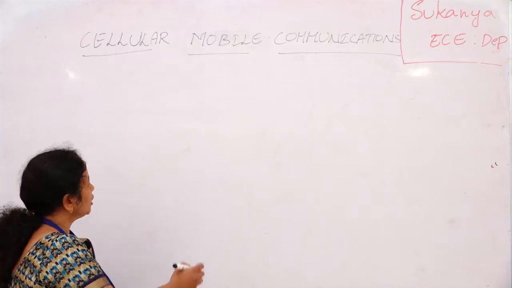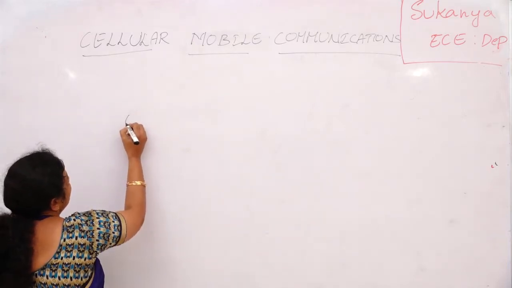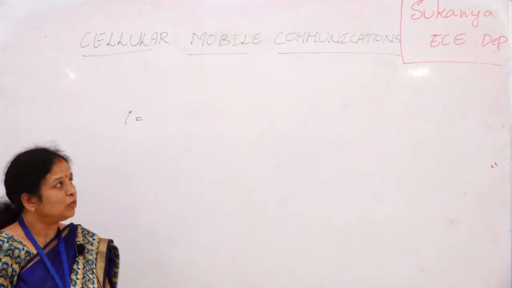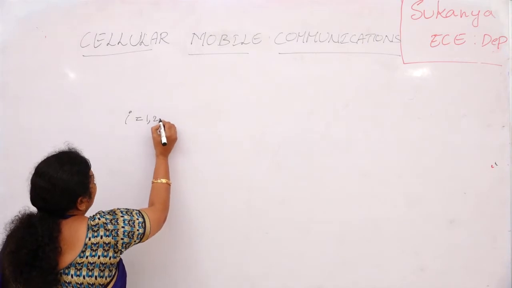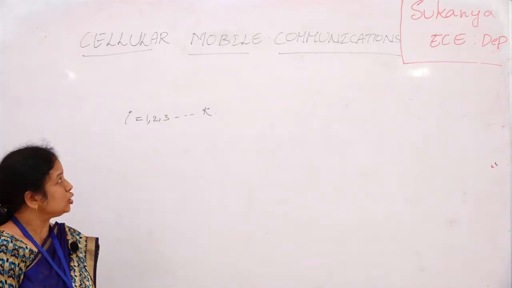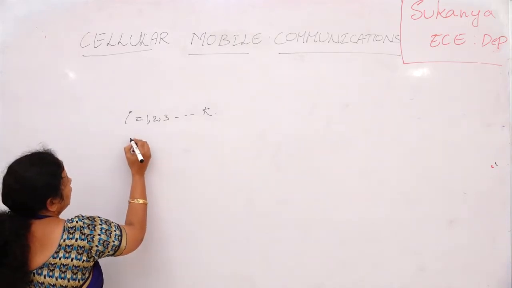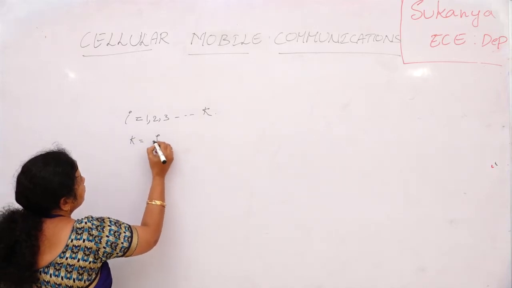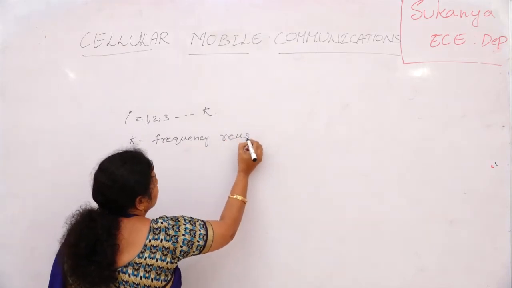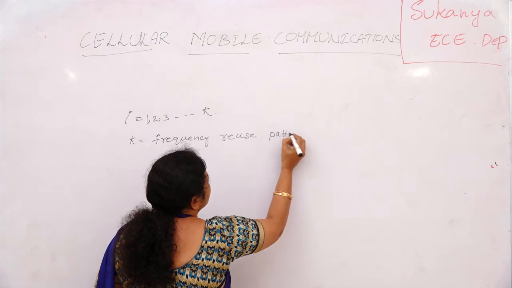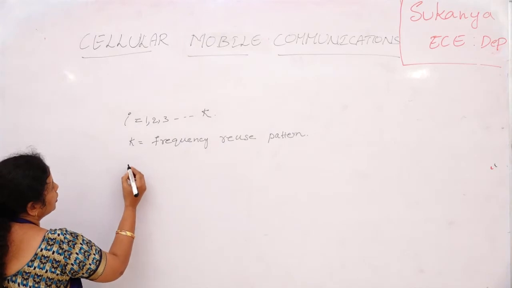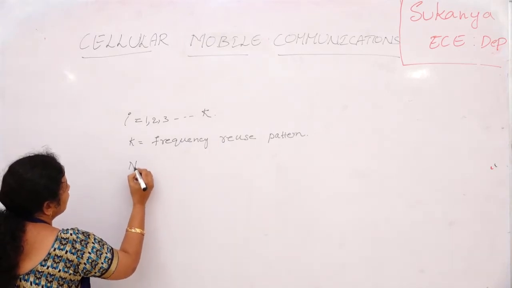So coming to the different parameters, the first parameter is the i value. The i value is the indication of the cell number. Its value varies from 1, 2, 3 and so on up to k. Actually, k is used to represent the frequency reuse pattern. So this is the first parameter. And coming to the second parameter, it is the n.